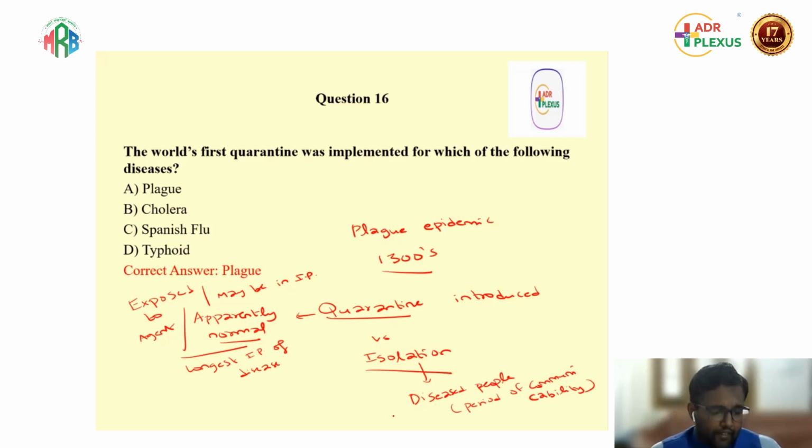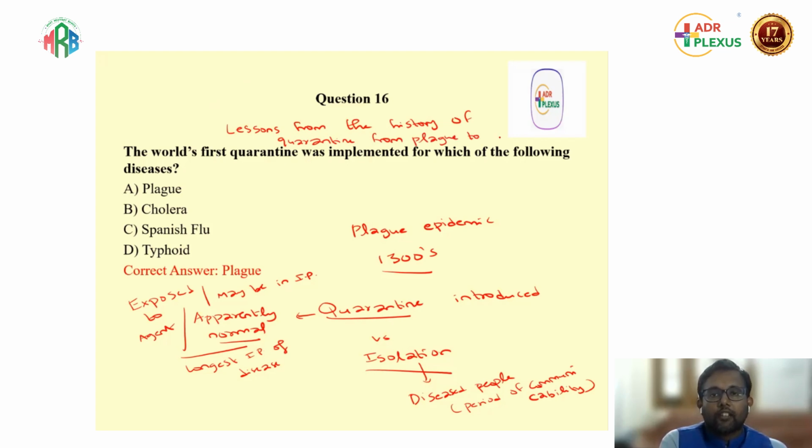First, plague. You can learn about this mainly from an article called Lessons from the History of Quarantine: From Plague to Influenza A. You can learn more about these historical things in this article.